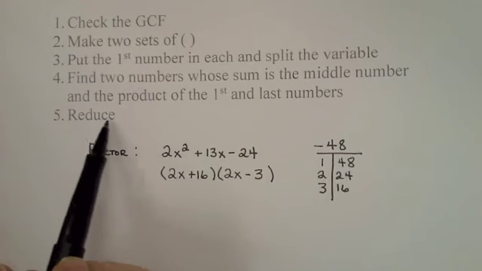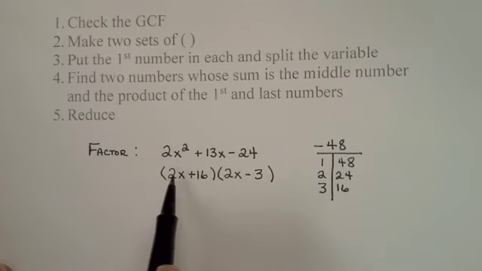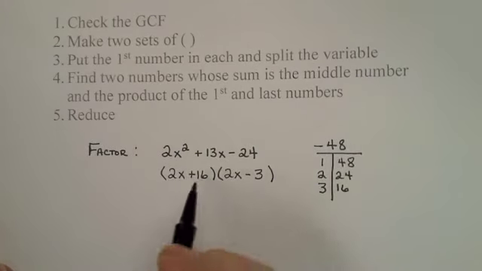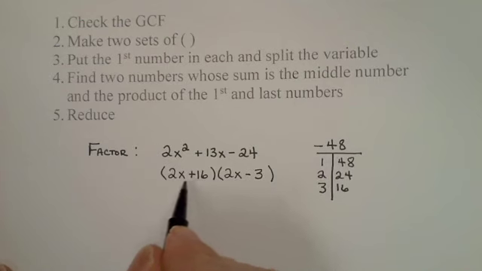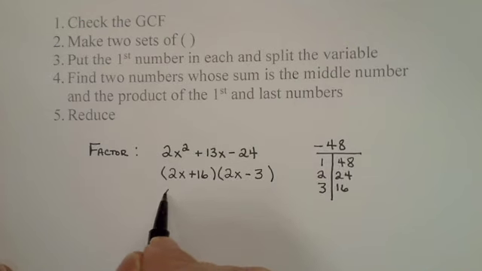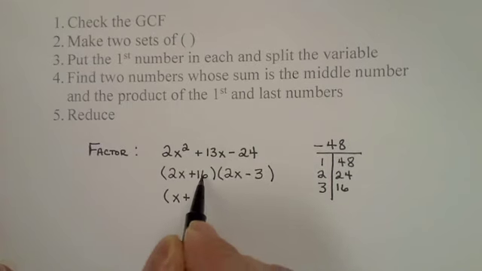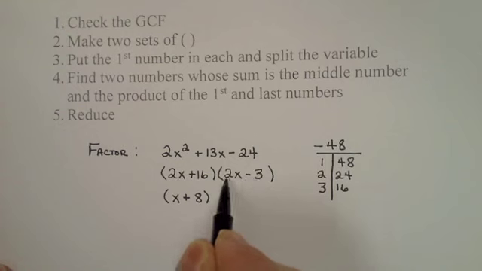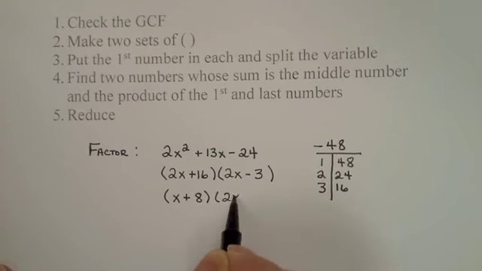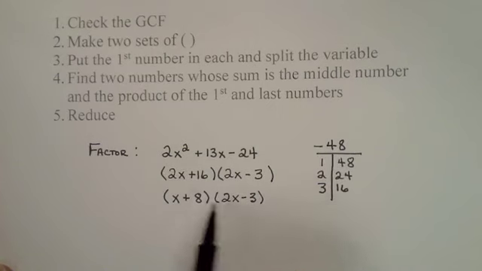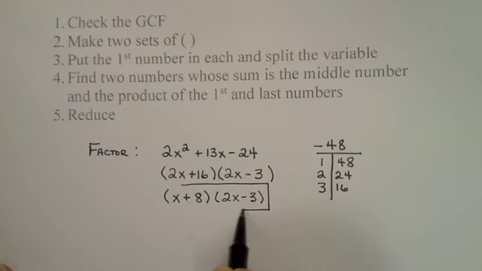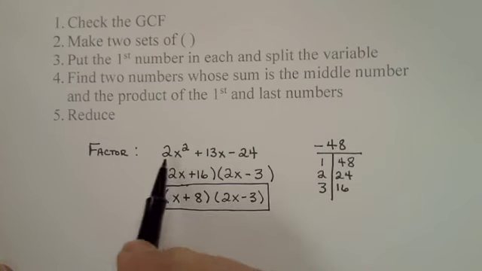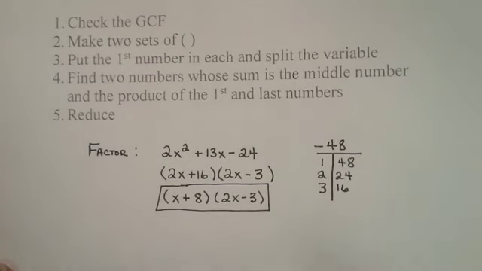I have one more thing I need to do, which is reduce this. Is there a number that will go into 2 and 16? Yes, both of these can be divided by 2. 2x divided by 2 is x, plus 16 divided by 2 is 8. Is there a number that will go into these two? No, so it stays the same. Here is the answer for me factoring this trinomial.